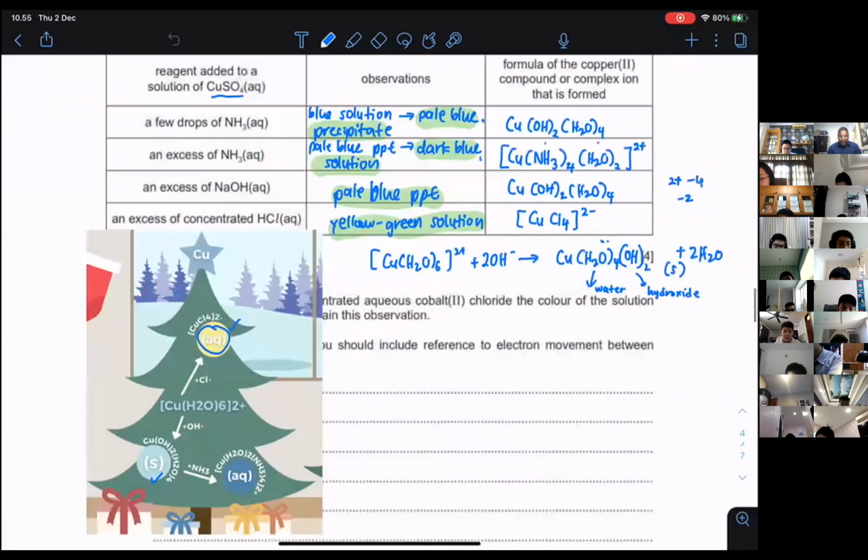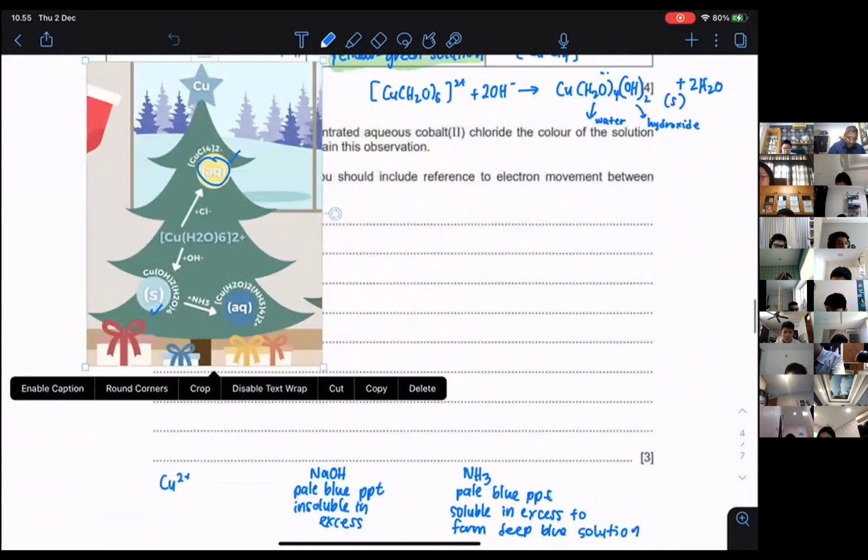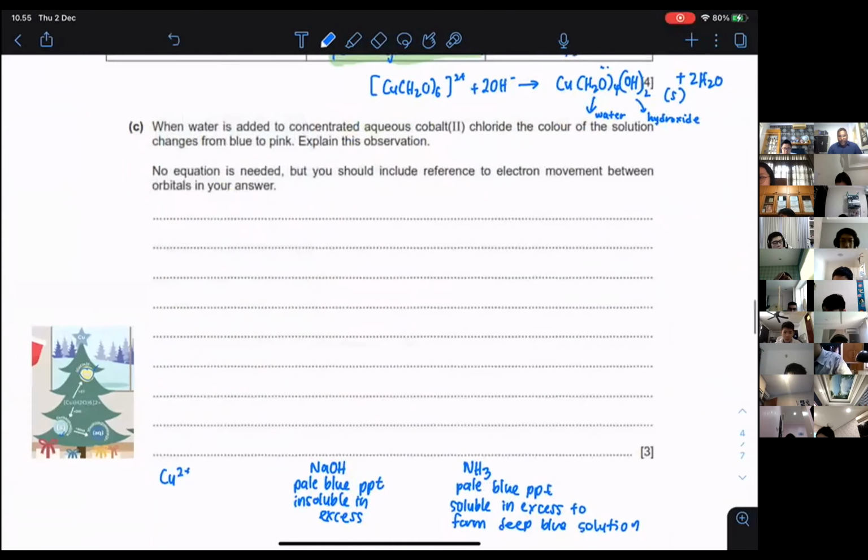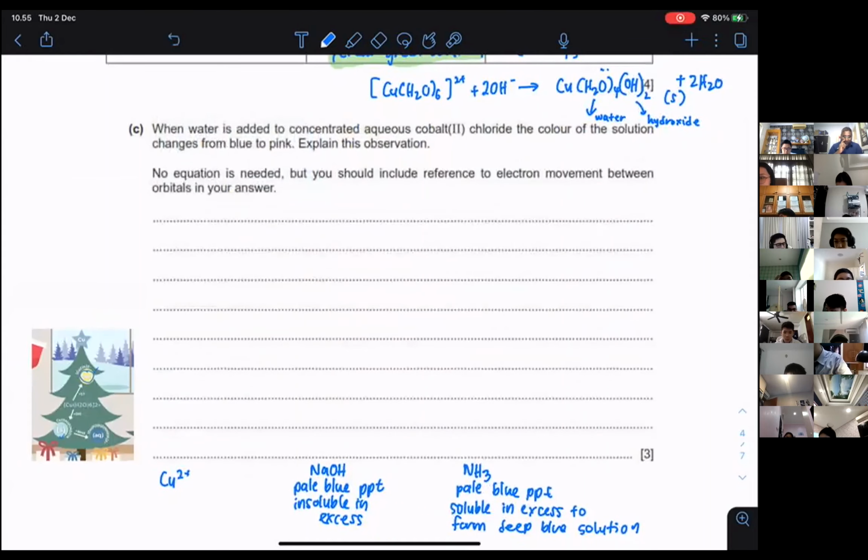Then you look at this question. It's also similar, therefore I'm not going to go through this. When water is added, the color is going to change from blue to pink. It means when you add water, there is a ligand exchange from the Cl, blue to pink. So there is a color change over there. The pink is because of Co, this one. You will have this. So this one, there is a ligand exchange.